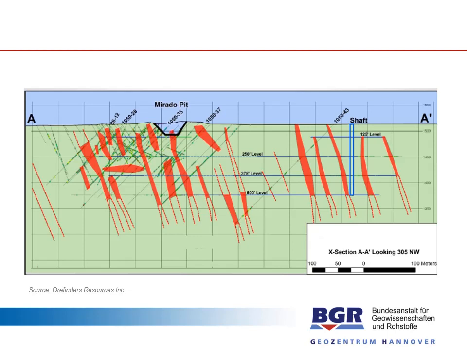But you can also see that the veins are relatively irregular. You can have some veins at the surface, but they disappear to the depth. So this also shows that there's a very low continuity, and the veins may continue to the depth, and they may continue on strike. But this is not necessarily the case. They can disappear very quickly.